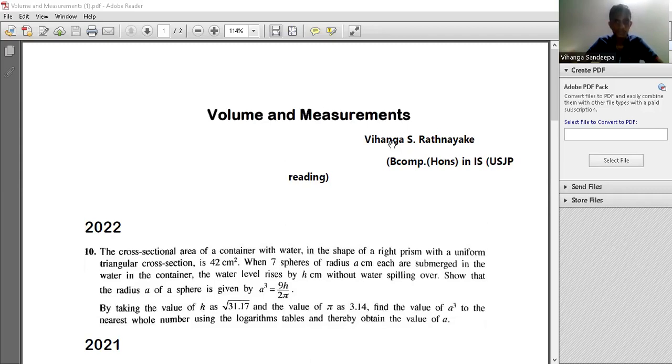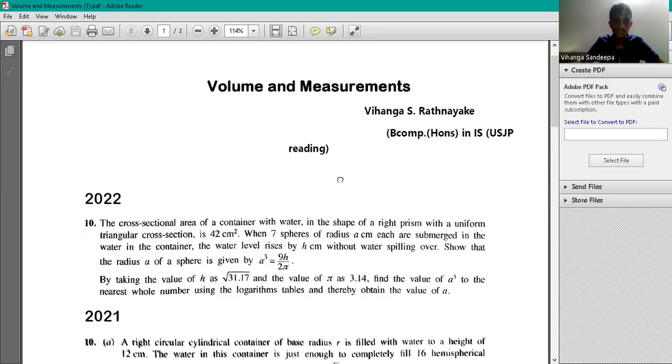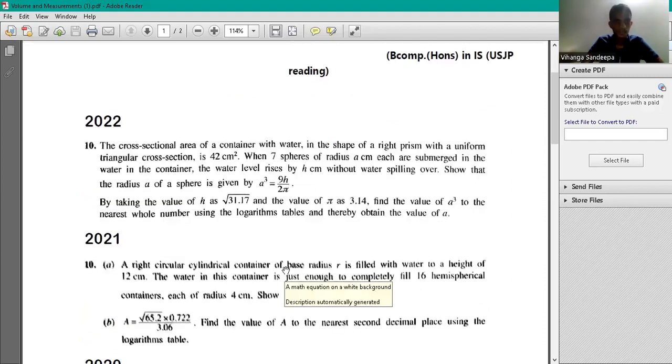Shall we go forward? First question, look at the screen. 2022. The cross-section area of a container with water in the shape of a right prism with uniform triangular cross-section is 42 square centimeter. So we have to mark the relevant detail.